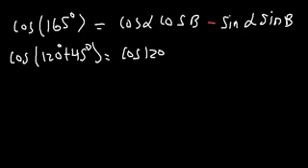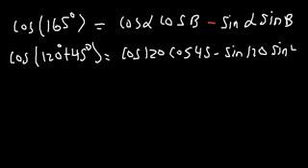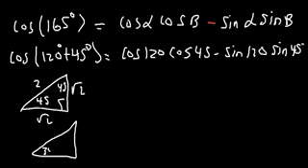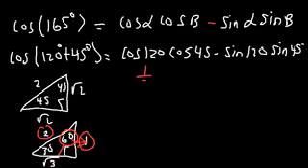So here we have cosine 120 times cosine 45 minus sine 120 sine 45. Let's use our triangles to solve this one. For the 45-45-90 triangle, this is root 2, that's root 2, and that's 2. For the 30-60-90 triangle, across the 30 is 1, across the 60 is root 3, across the 90 is 2. So cosine 120, we said the reference angle is 60. For cosine, it's adjacent, which is 1, over hypotenuse. So cosine 120 is 1 half. But 120 is in quadrant 2, and cosine is negative in quadrant 2 because x is negative as you go to the left. Cosine 45 is just root 2 over 2.